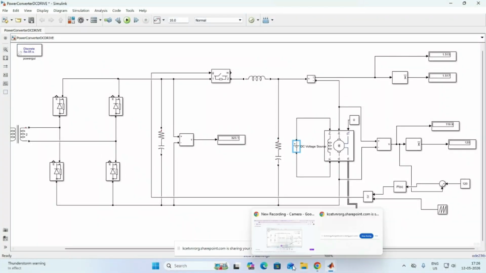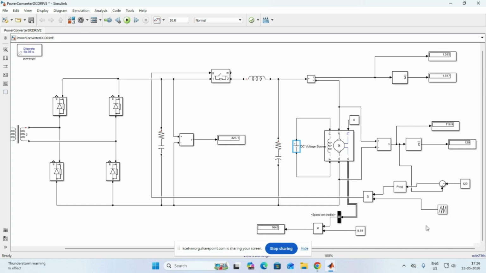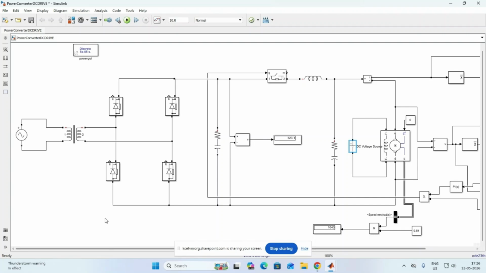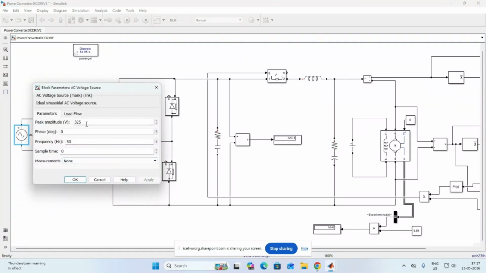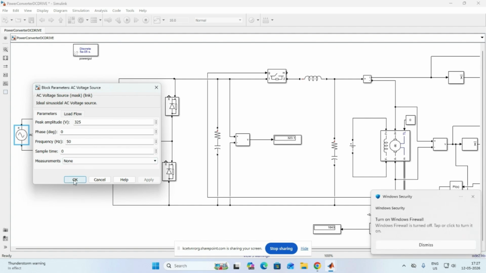Now I am going to explain DC motor drive system with the help of MATLAB Simulink. This is the Simulink model of a simple chopper fed DC motor drive from AC supply. Here we have used ideal transformer. You see, the transformer primary and secondary parameters are same. It's ideal transformer, and the supply we have given 325 peak voltage. So the RMS will be 230 volt, and our frequency is 50 hertz.